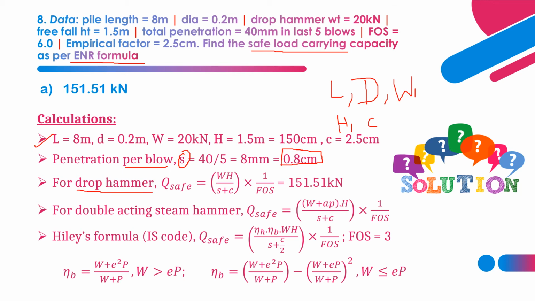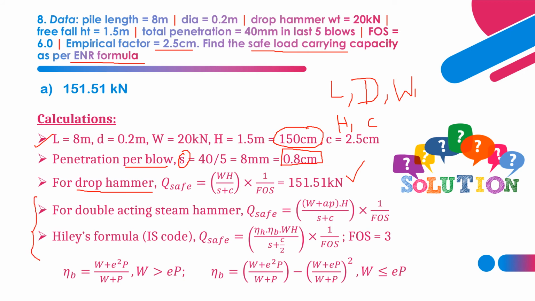For a drop hammer, safe load carrying capacity is WH by (S plus C) divided by FOS. W is known as 20 kilonewton, H is known as 1.5 meter, and that has to be converted into centimeter, because we are converting all the things into centimeter only. So everything has to be in centimeter, or everything has to be in meter. A common unit has to be used. So W, 20 kilonewton, into 150 centimeter, divided by S plus C. S is 0.8 centimeter. C is given as 2.5 centimeter, that is the empirical factor. So 151.51 kilonewton. So this is how we have to solve this problem.